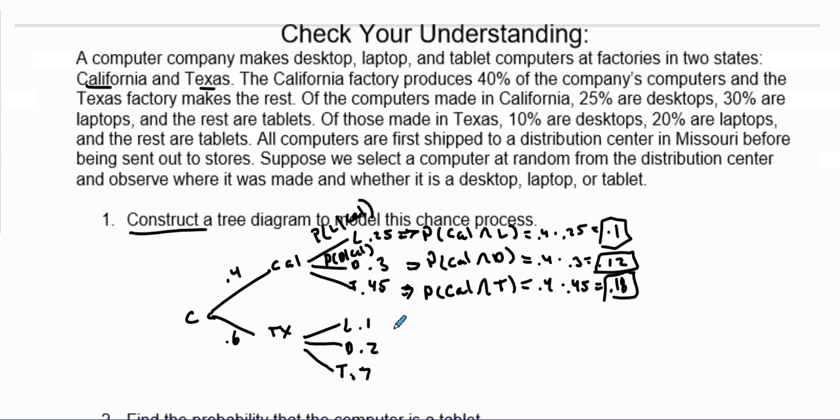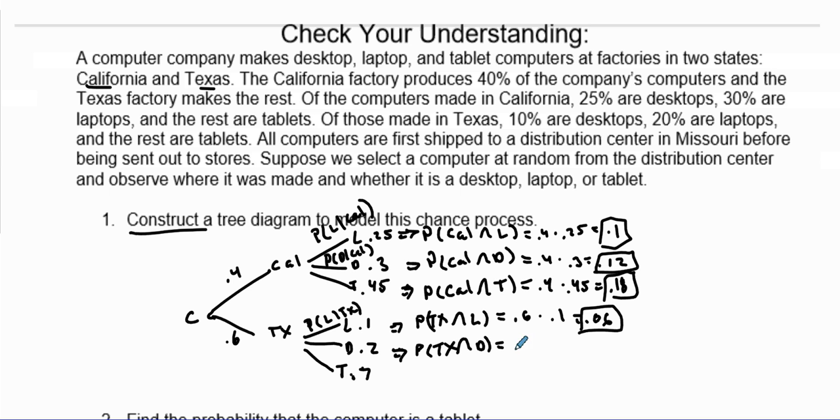Now we can go down here and ask, what's the probability of being from Texas and being a laptop? Going through the same thing, because this is the probability of being a laptop given that it was made in Texas. And everything is bigger in Texas, right? So we take 0.6 times 0.1, and we get 0.06. Then the probability of being from Texas and also a desktop: 0.6 times 0.2. That's going to be 0.12.